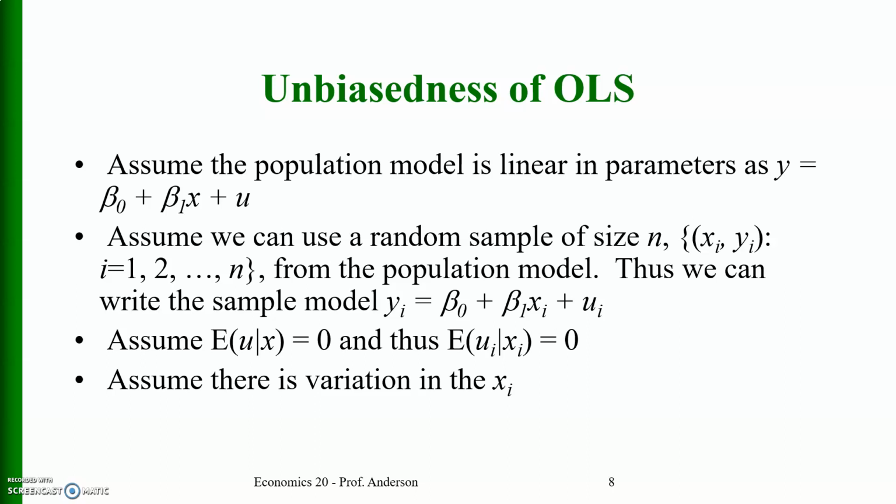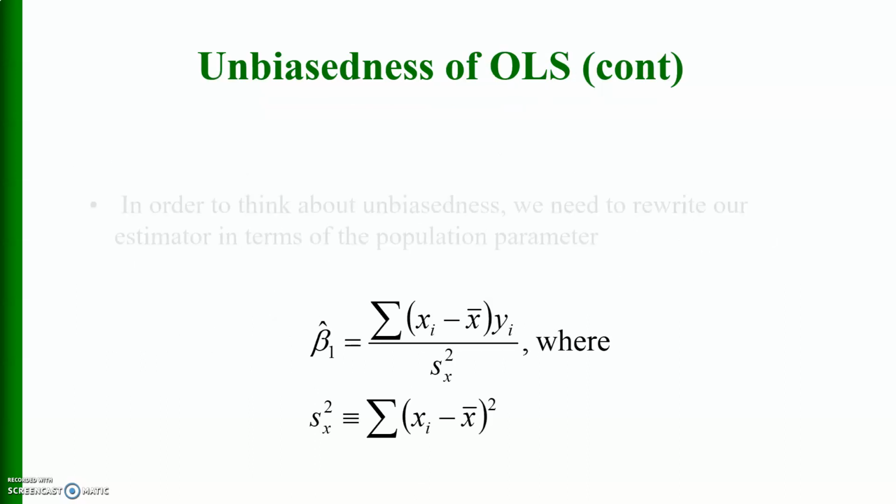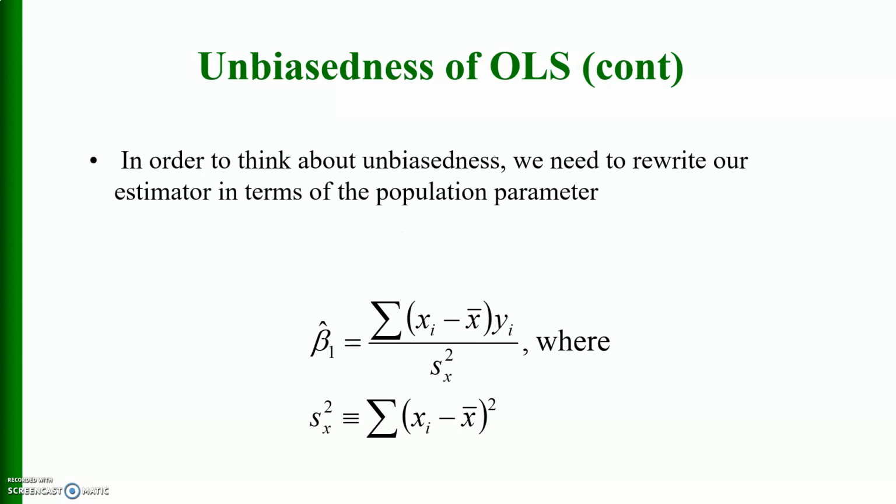Assume that there is variation in the xi, that is, these are variables. In order to think about the unbiasedness, we need to rewrite our estimator in terms of the population parameter. Let us start with a simple rewrite of the formula as beta 1 hat is equal to summation xi minus x bar yi divided by sx square, where sx square is summation xi minus x bar square.